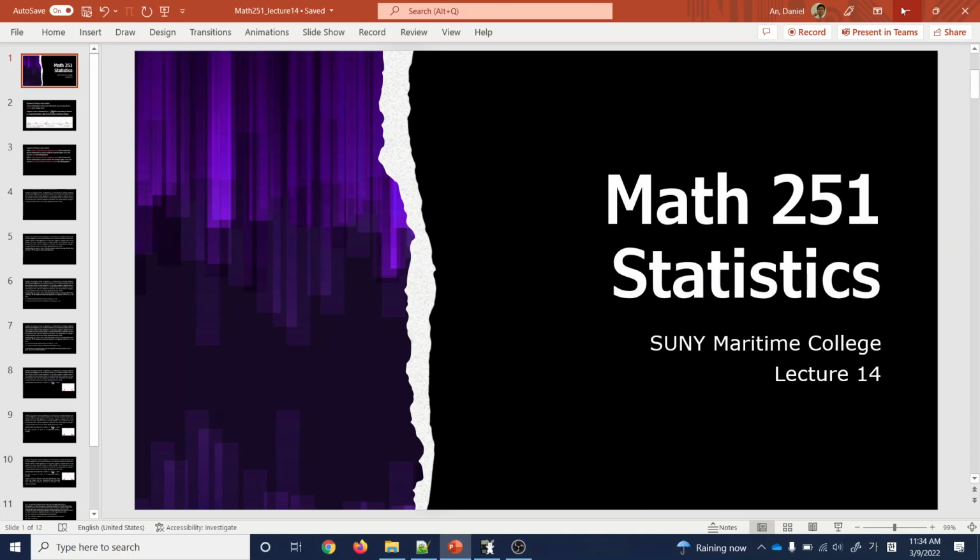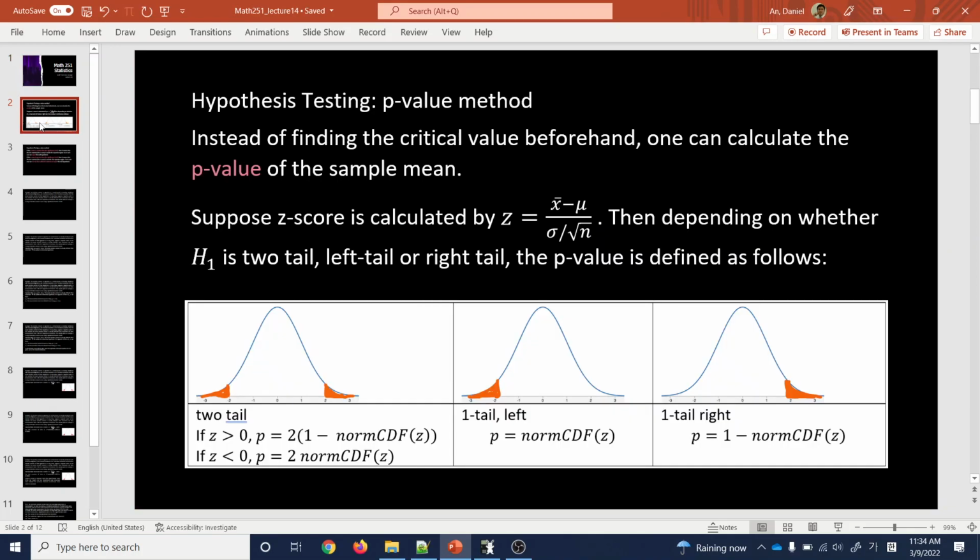Okay. We begin our lecture 14. Today's topic is about the p-value method.